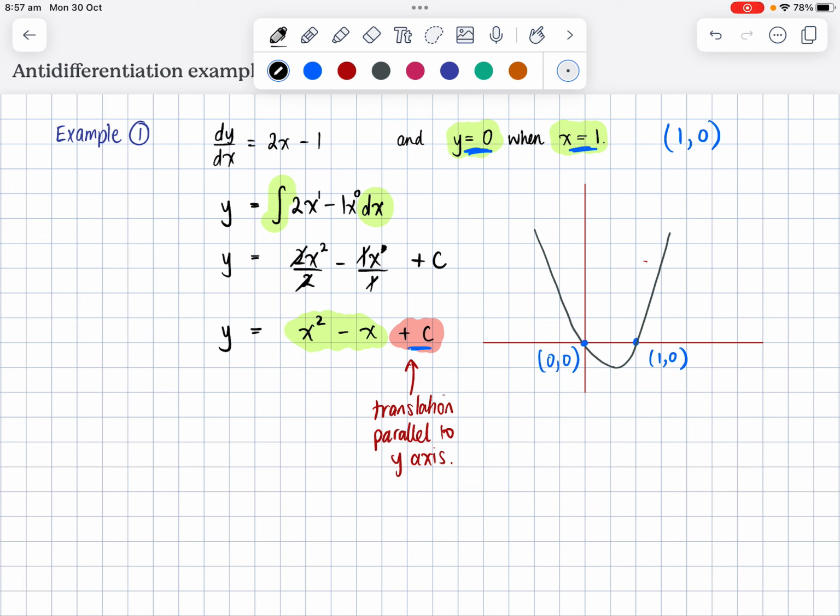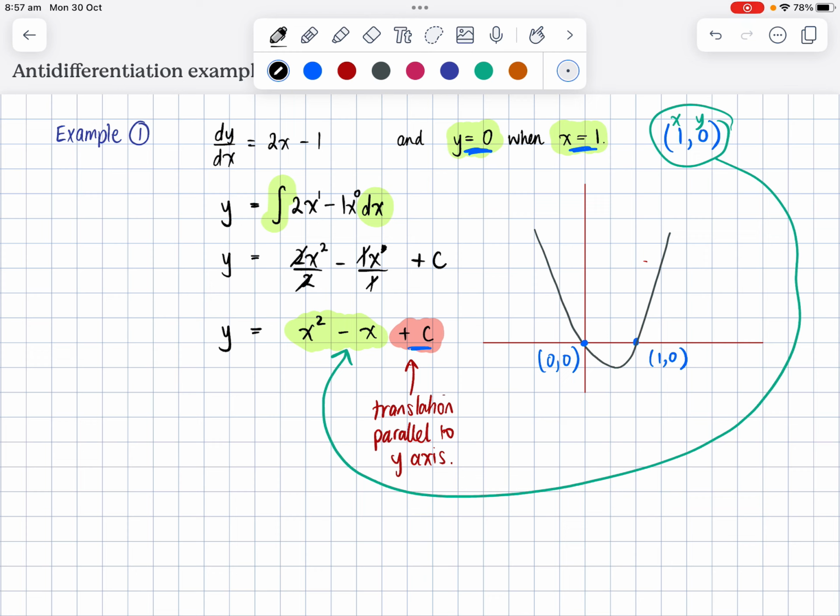How do I do that algebraically? Well, I'm going to take this coordinate point over here, bring it all the way over to my equation, and substitute that coordinate into my equation. The first value is the x, the second value is the y.